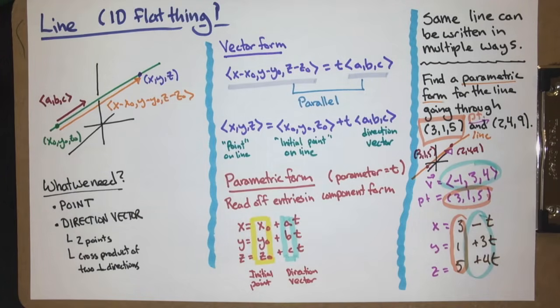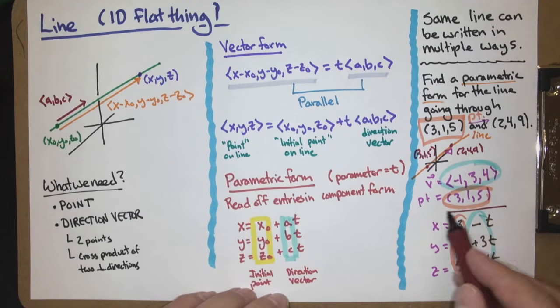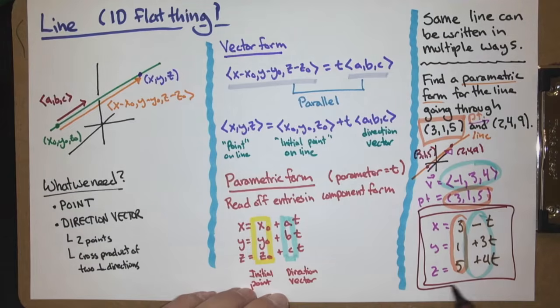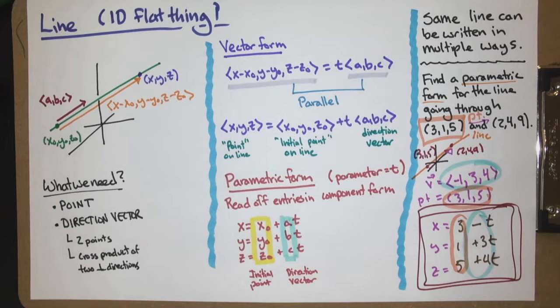we've got those numbers. And what do we do now? Put a box around it. Because we're done. That's the answer. All right. Any questions on lines?